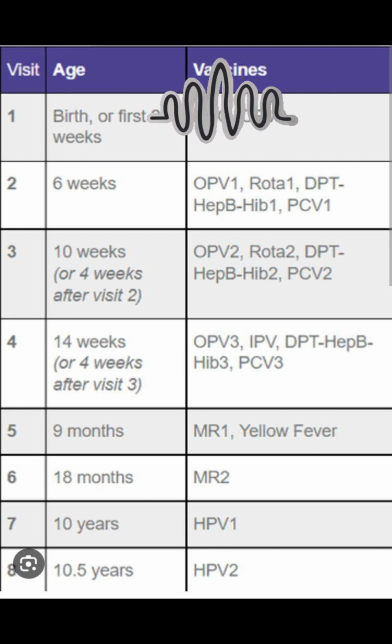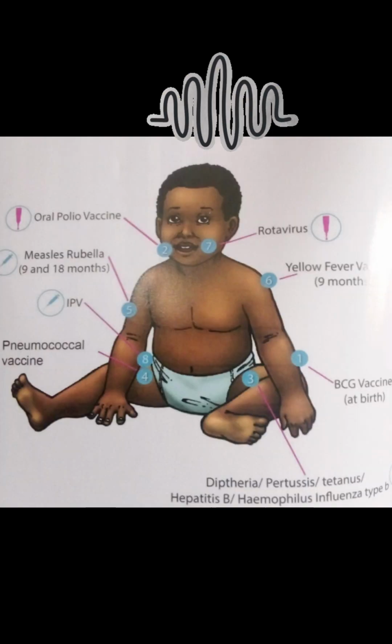In the immunization schedule, we have oral polio, we have rotavirus, measles, rubella. So let me start with this. The first injection is the BCG vaccine, which is given at birth through an injection. And then it will be followed by the oral polio vaccine, which is given through the mouth.